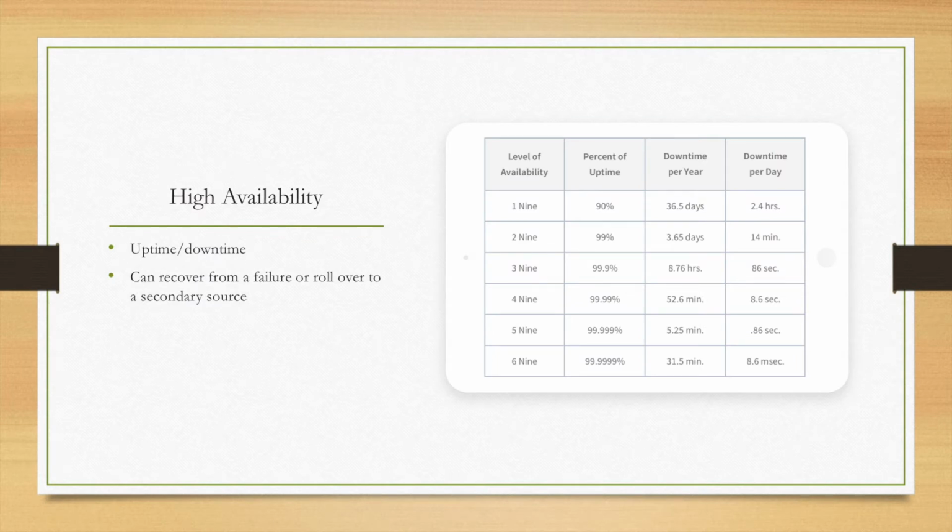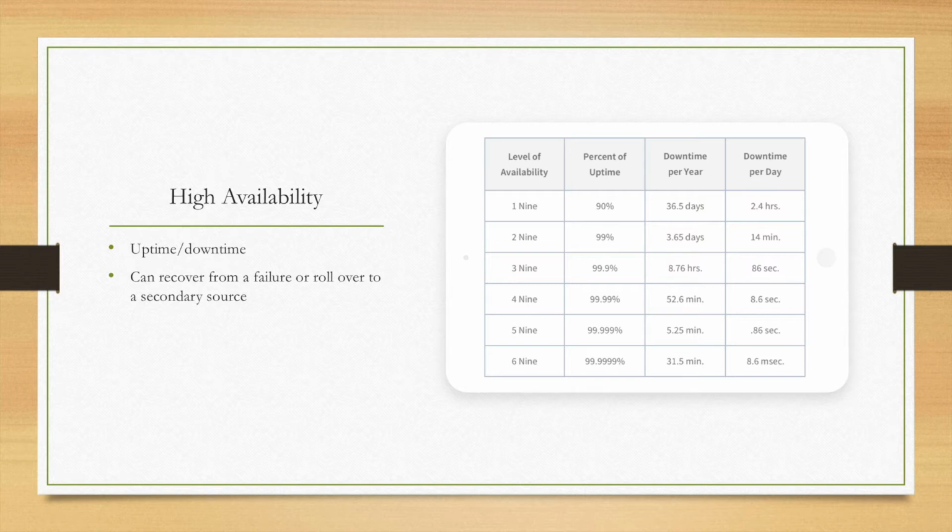For high availability, we usually use uptime or downtime to evaluate. We can see on the right side of the picture there's a table for high availability. Usually we use how many nines to represent the design goal for this HA. For example, 3 nines means uptime is 99.9%. And this means that downtime per day is 86 seconds.